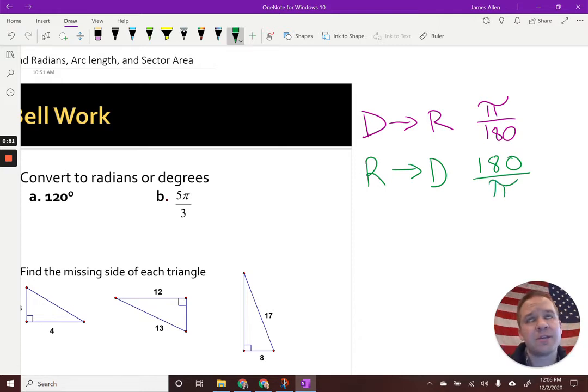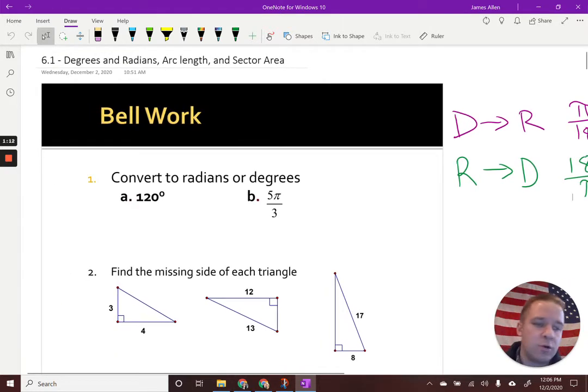Oftentimes in radians, we see the pi in there, like you see in part B there. So I always think about how, if I'm going from degrees to radians, I want to get that pi in there. So that's why the pi is in the numerator. And if I'm going from radians to degrees, I want to divide that pi out, which is why you see it in the denominator. That's how I think of it. But however you want to remember it is cool with me.